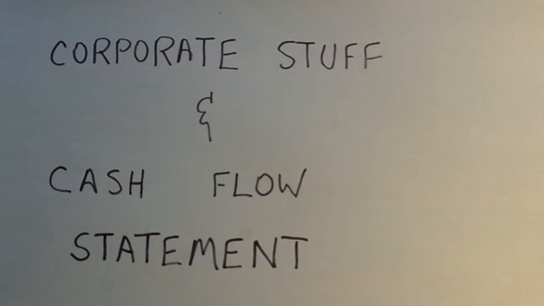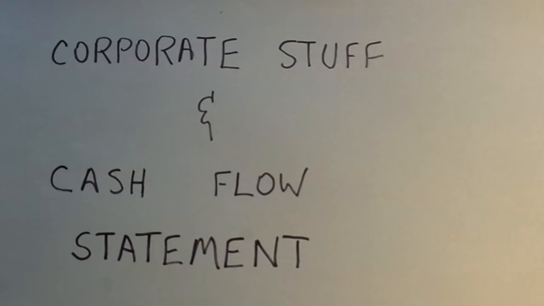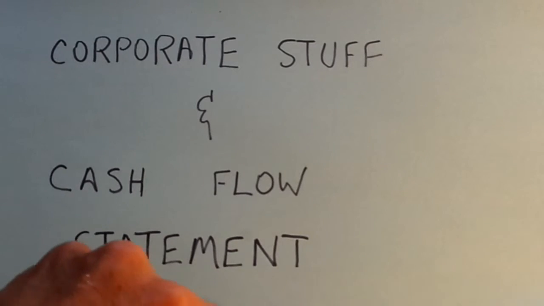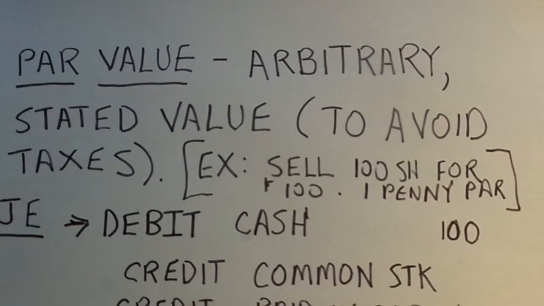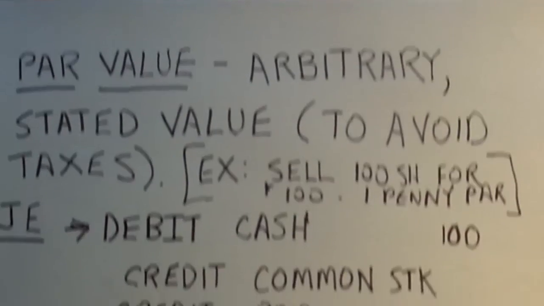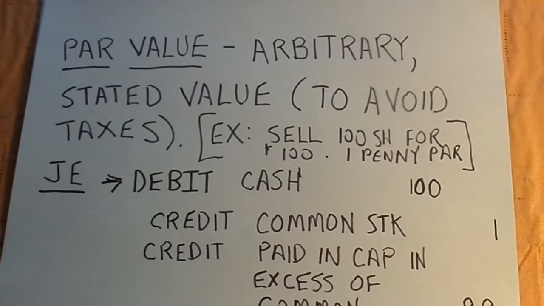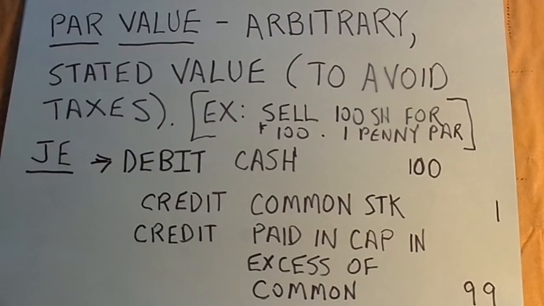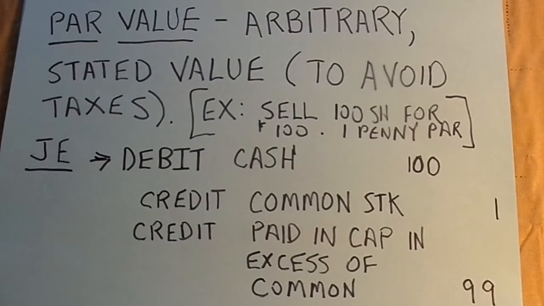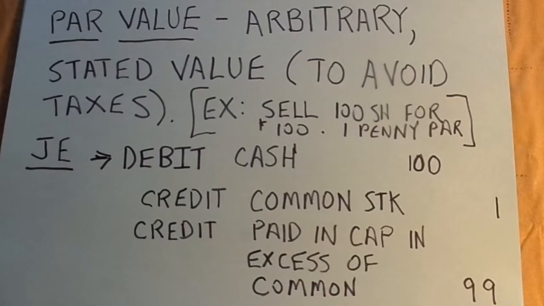Good afternoon. We're going to talk in this video about corporate type information and the cash flow statement. One of the first things we need to address in a discussion of the corporate information is par value. Par value is arbitrary. It's a stated value, and it's typically done to avoid taxes.